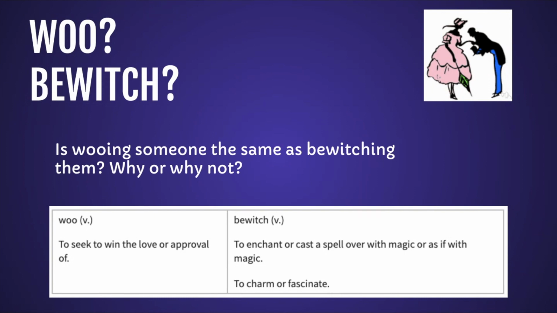And in my opinion, I think it's two different things. I think wooing is you have it with the best intentions, the best reasons. You're doing it for love. Bewitching, you're doing it for a different purpose, in my reason.